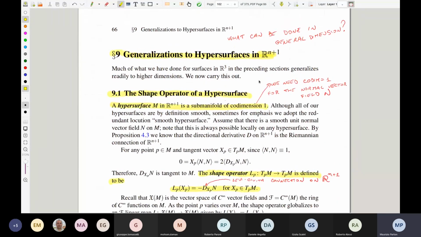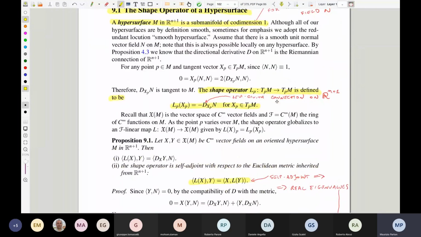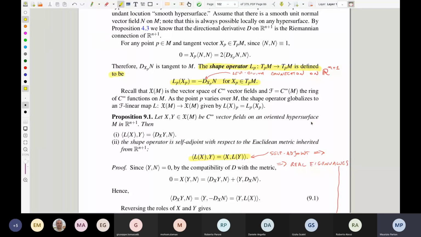So here we are. Finally, we have section 9. And the question is, what can be done in general dimension? Actually, we already answered several of these questions. Well, in general dimension, let's take hypersurfaces in R^(n+1). Then we have a shape operator, as usual. And I will go through it quickly because we already said almost everything. You see the same formula.